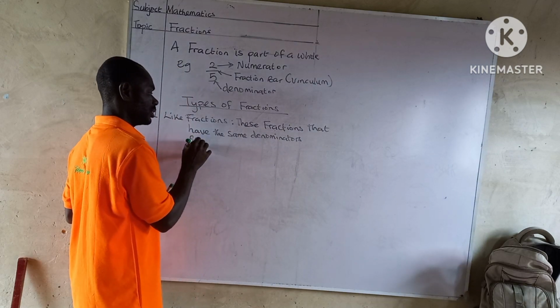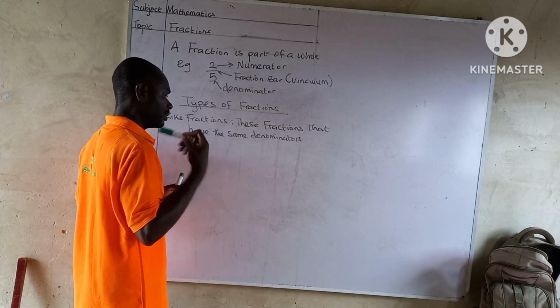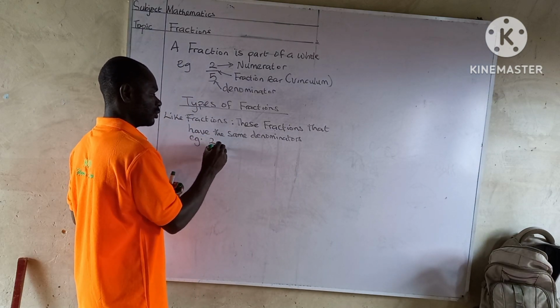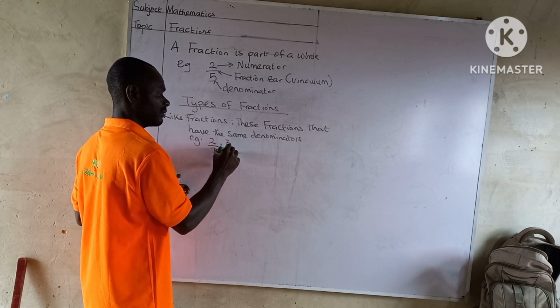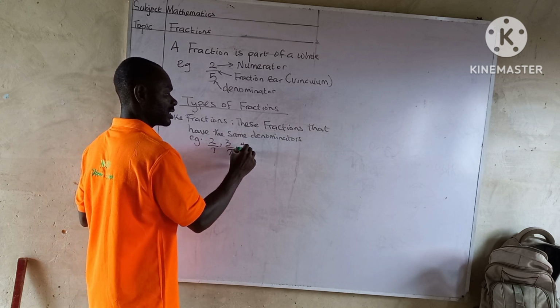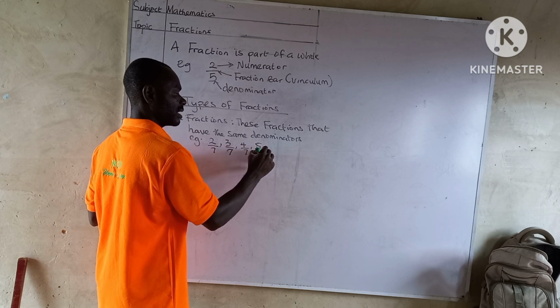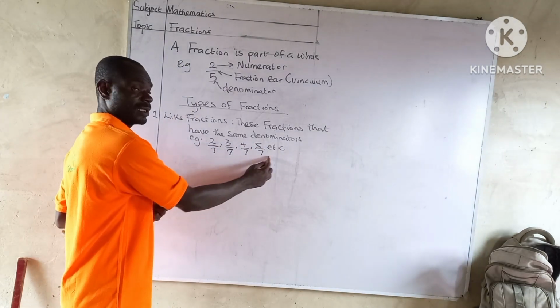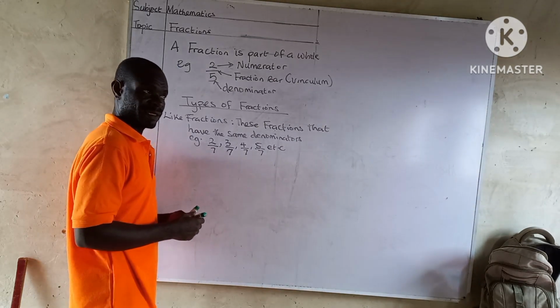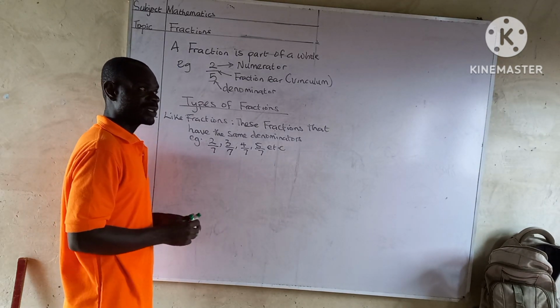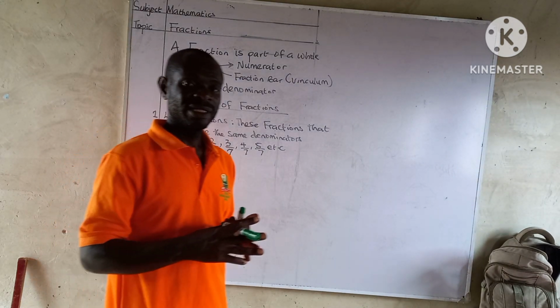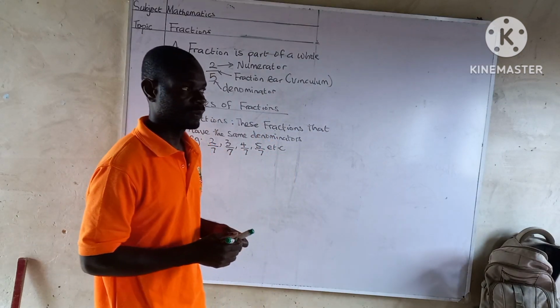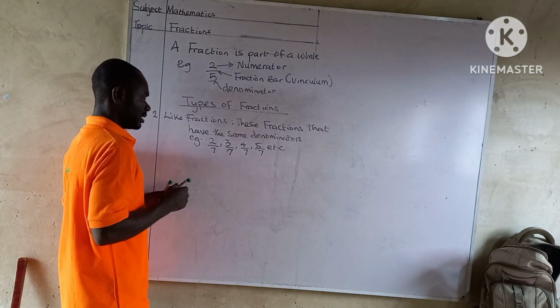For example, we have 2/7, 3/7, 4/7, 5/7, etc. You discover that all of them, their denominators are the same. So this type of fractions are known as what? Like fractions. All their denominators are the same.